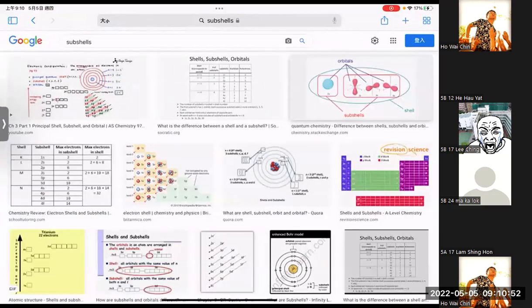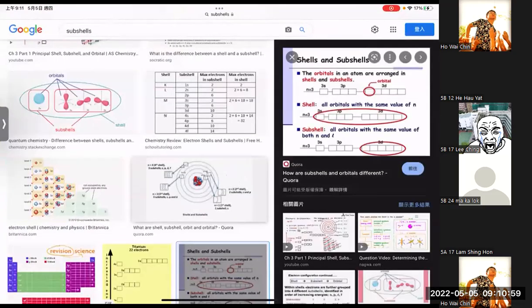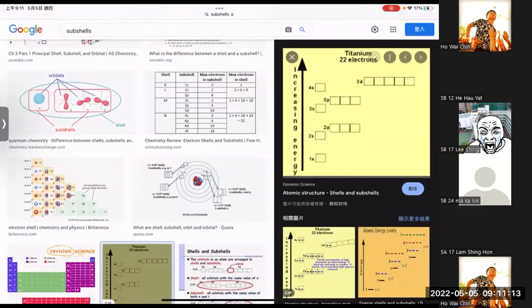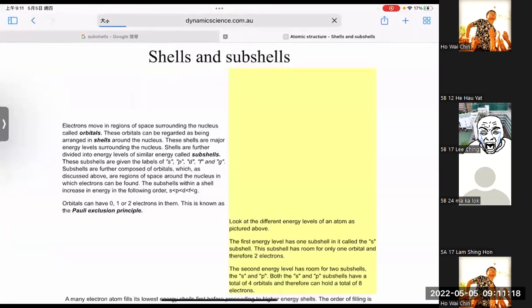But anyway, if you don't understand that, don't worry. We would mention shells and subshells like this. We have the further splitting of those electron shells into different layers, in which they will have different energy levels. Simply speaking, I would like to pick up this one as an example, and you can get what I mean.